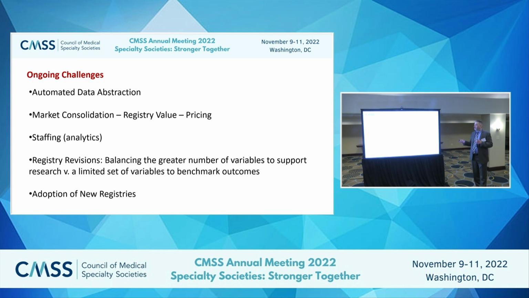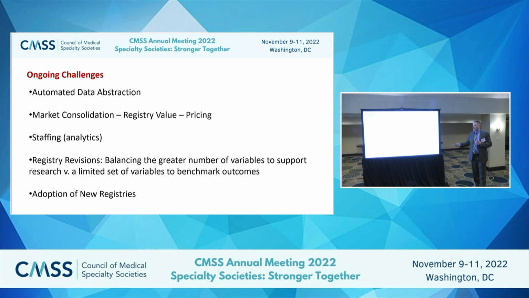In terms of the market factors, we know the economy, market consolidation, COVID. I think a unique thing that we've been talking about lately is problems with staffing, particularly in the analytics area. Very hard to get good statisticians on board, so if anybody's got any ideas, very willing to hear about that.